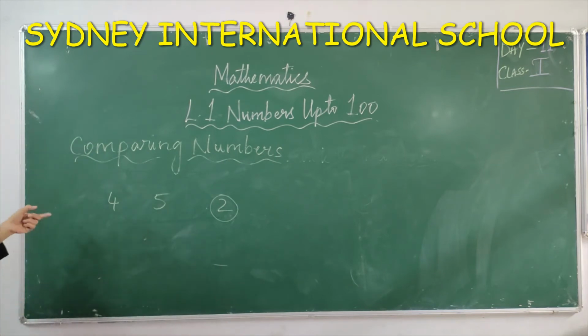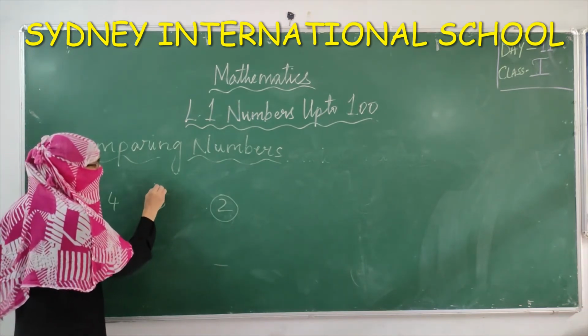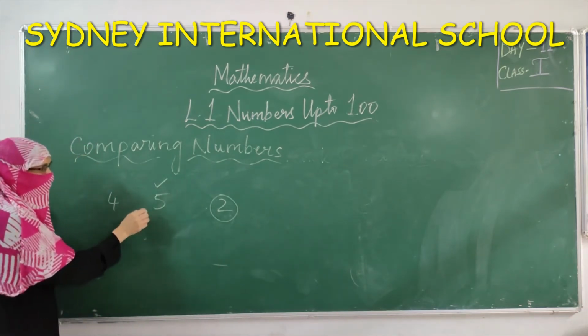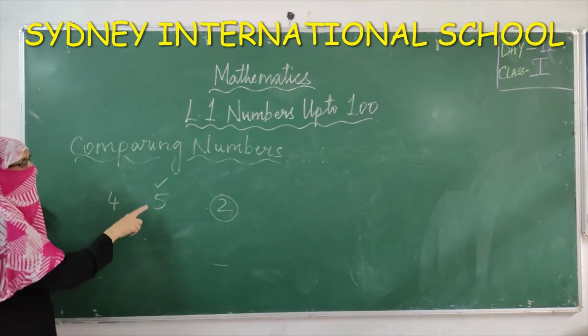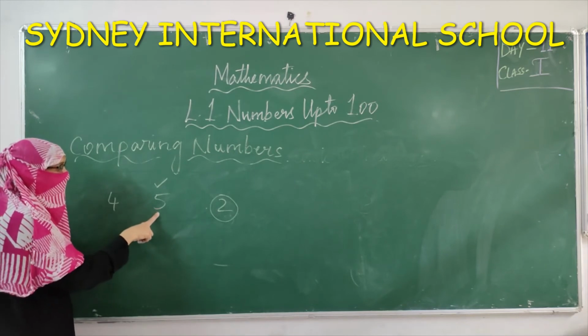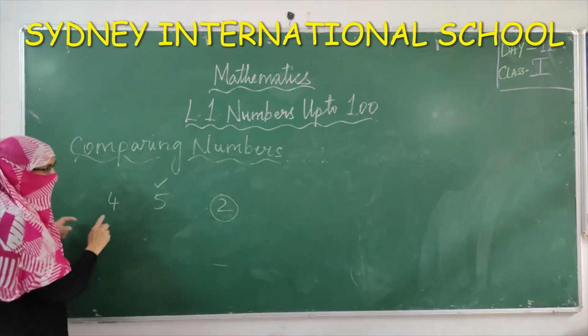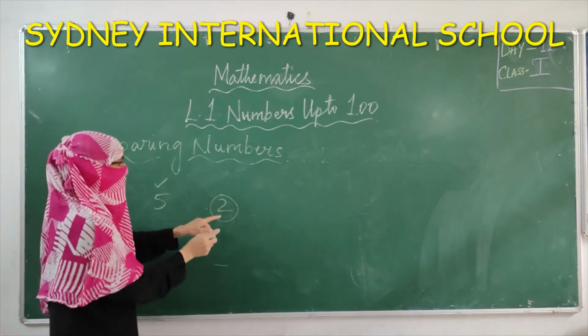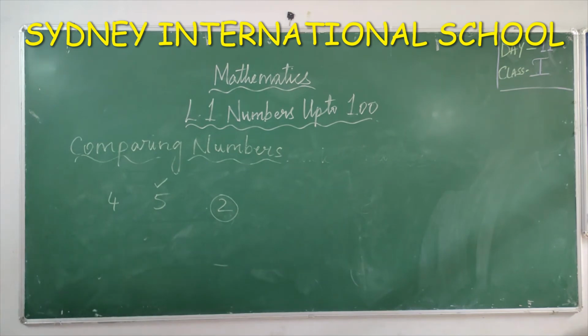Now I will be asking you, which is the greatest number? What answer will you give? 4, 5, 2. 5 is the greatest of the 3. 5 is greater than 4 and 2. 5 is greater than these 2 numbers. 2 is smaller than these 2 numbers. In this way you have to compare the numbers.